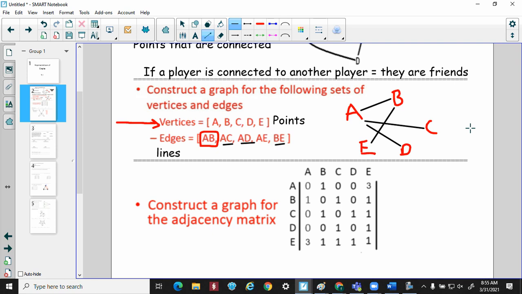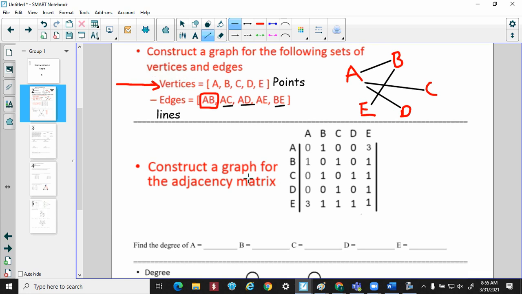Now, remember, your graph would represent something. We just don't have the story, so we don't necessarily know exactly what these represent, but it's basically a graph. All right. Now, same concept with this one right here. So what I did here was I created a matrix, and what you're going to do is create a graph based on the matrix.